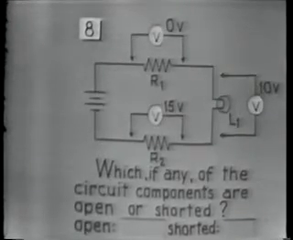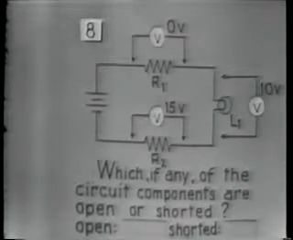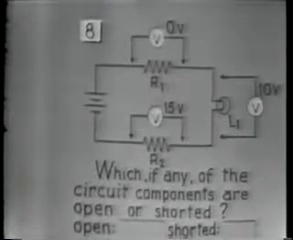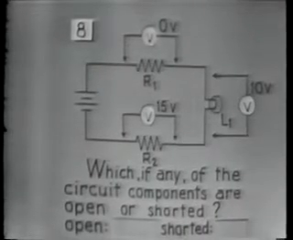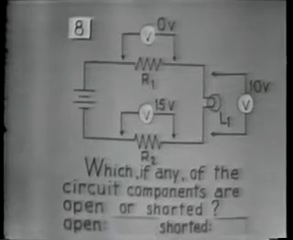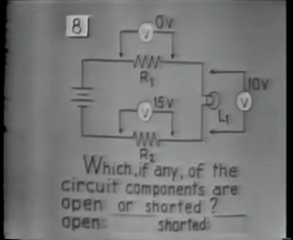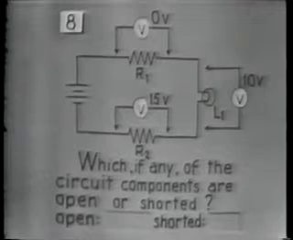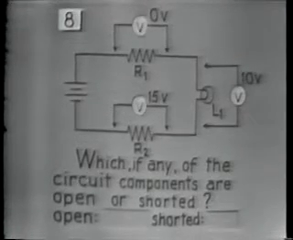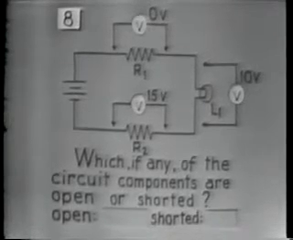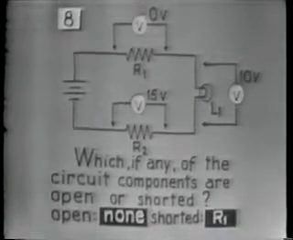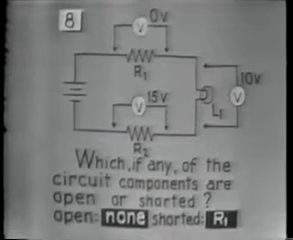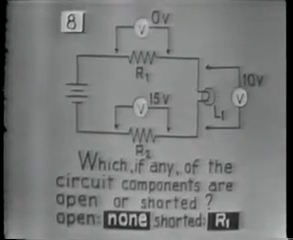Do this one. It's listed as number 8 on your response sheet. In the first blank, you should have none or something to the effect that there are no opens in the circuit. In the second blank, you should have R1.